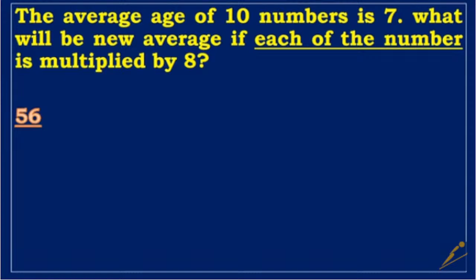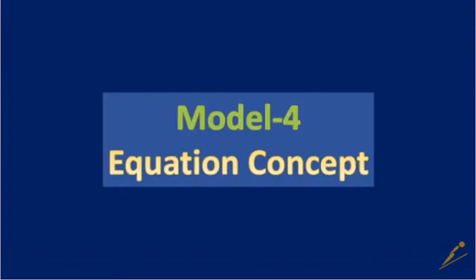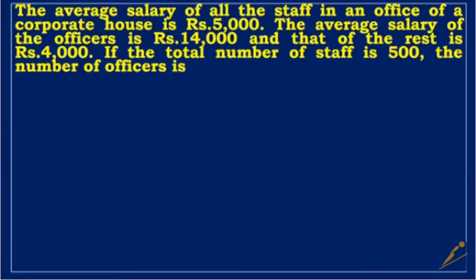Model 4, or the equation concept, is a way of solving average problems by setting up and solving equations. This method involves using the information given in the problem to set up equations and then using algebraic techniques to find the unknown values. Here is an example. The average salary of all the staff in an office of a corporate house is rupees 5,000. The average salary of the officers is rupees 14,000 and that of the rest is rupees 4,000. If the total number of staff is 500, the number of officers is?